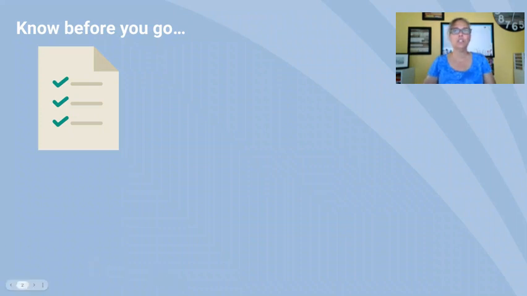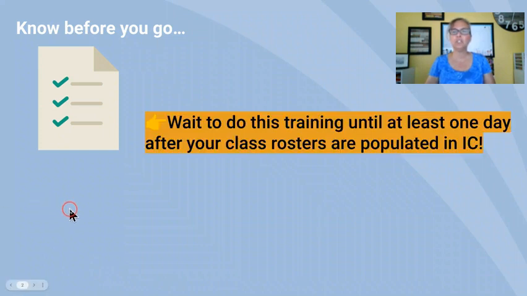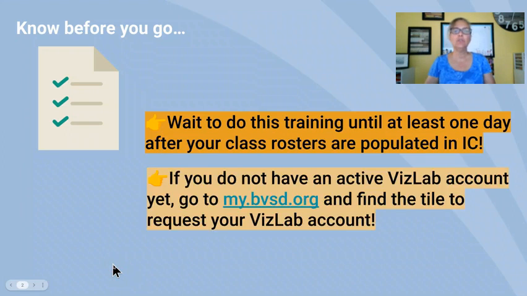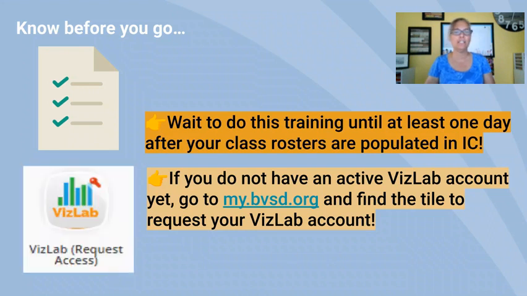There are a few things you need to know before you go. First, you need to wait to do this training until the day after you have access to your classes in Infinite Campus. Second, if you do not have an active VizLab account yet, go to My BVSD and find the tile that says VizLab Request Access and request access to your account.